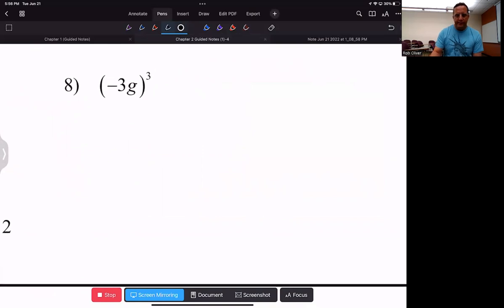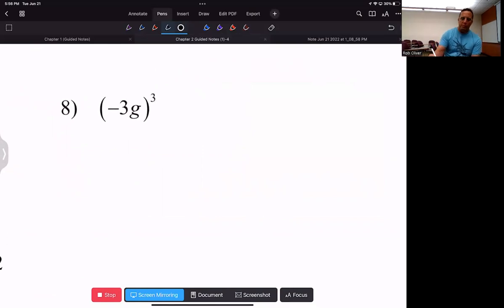All right, for number 8, we're going to do what we did in the last one. We're going to apply the 3 to everything that's inside the parentheses. And I want you to make a mental note here: the inside number, the base, is a negative. So if I rewrite that, I'm going to write it as -3 cubed, and then g cubed.